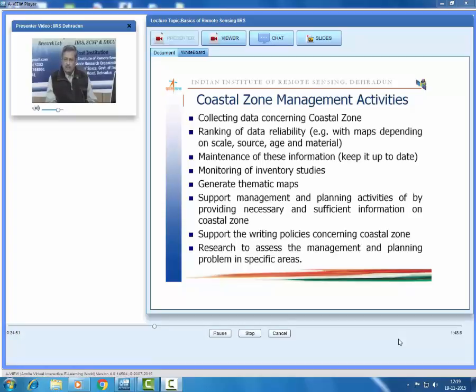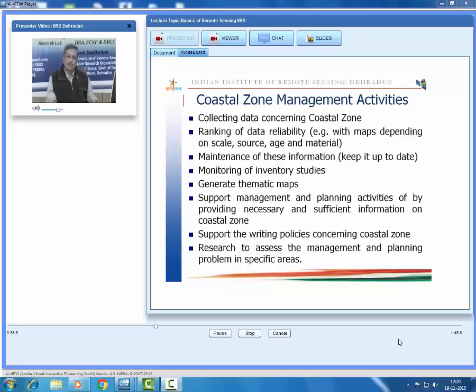Monitoring of the inventory status, any kind of inventory, that means how much there is. If you are talking about the mangrove inventory or wetland inventory, you should find out what is the total area of the mangrove in a coastal area, what is the total area of the wetlands in a coastal area, or mud flat or sandy dunes.